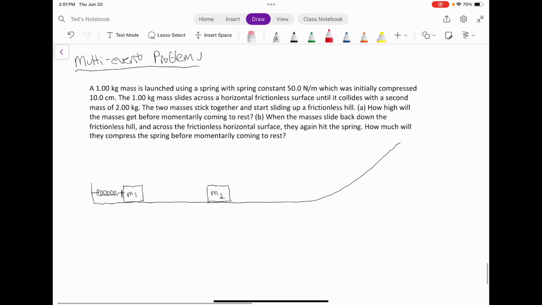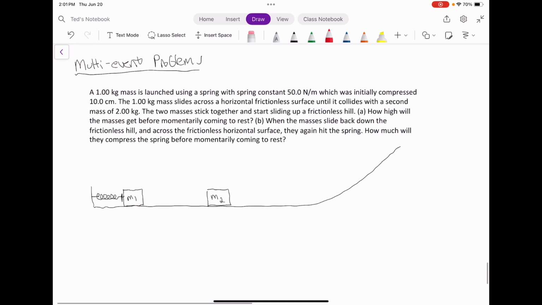In red, I'm going to draw what happens right before the collision. Right before the collision, we've got M1 moving with a velocity I'll call V1. Okay. And then in blue, I will draw what happens after the collision. After the collision, M1 and M2 are stuck together, and they're moving with a velocity I'll call V2.